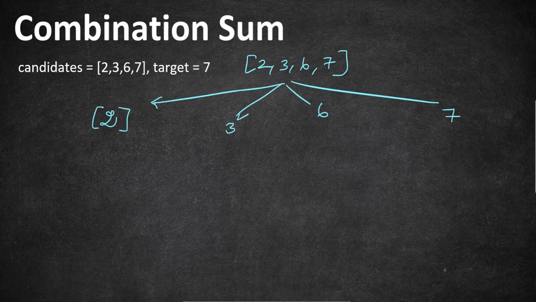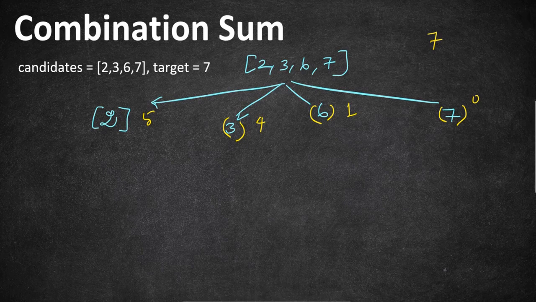So let's start by having 2. Our target is 7 here, so after adding 2 to our combination, the target will become 5, because we need 5 more, I mean values that sum up to 5, to finish this combination. If you consider 3 as the starting digit, then we need 4 as our extra sum to satisfy this combination. If we have 6, then we need 1. If we have 7, then we need 0. Considering this, let's follow up with 2 itself.